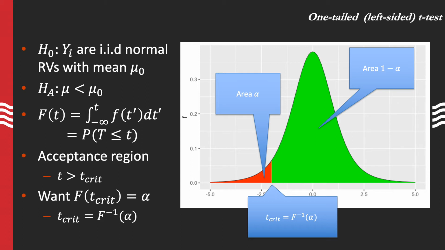And here the logic is essentially the same thing. It's pretty straightforward. We're again going to define a critical t-value, and it turns out that in this case it's the inverse cumulative distribution function evaluated at alpha. And graphically speaking, what that looks like is shown on the right here, where we choose our critical value such that the area in red is alpha. That's the probability of rejecting a true null hypothesis. And the area in green is 1 minus alpha, and that's the probability of accepting a true null hypothesis.